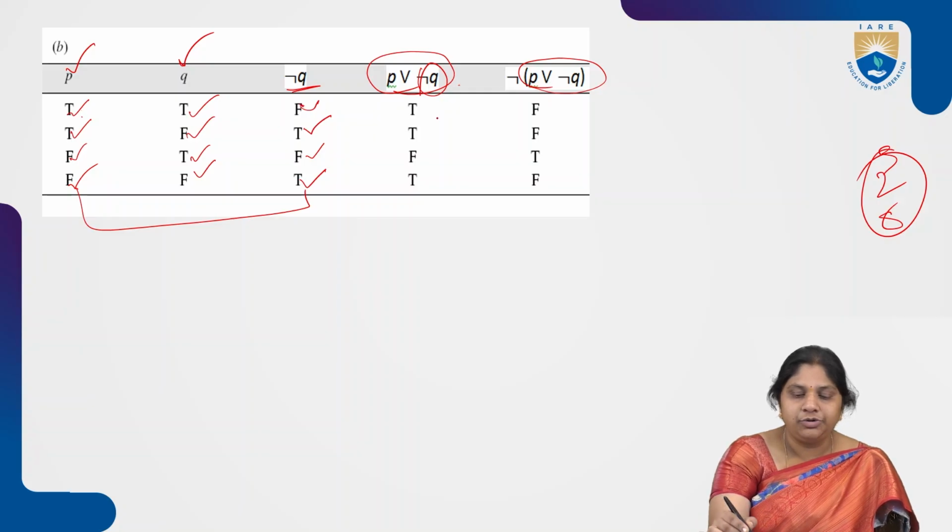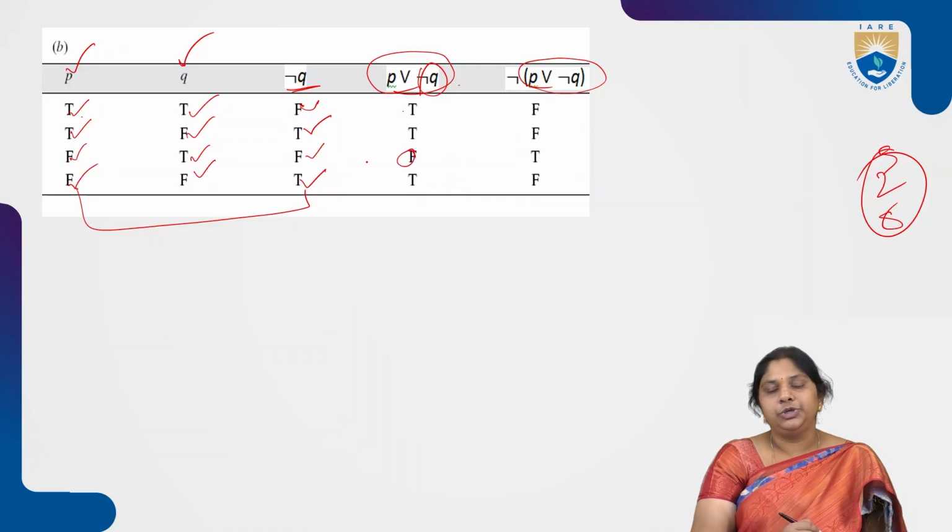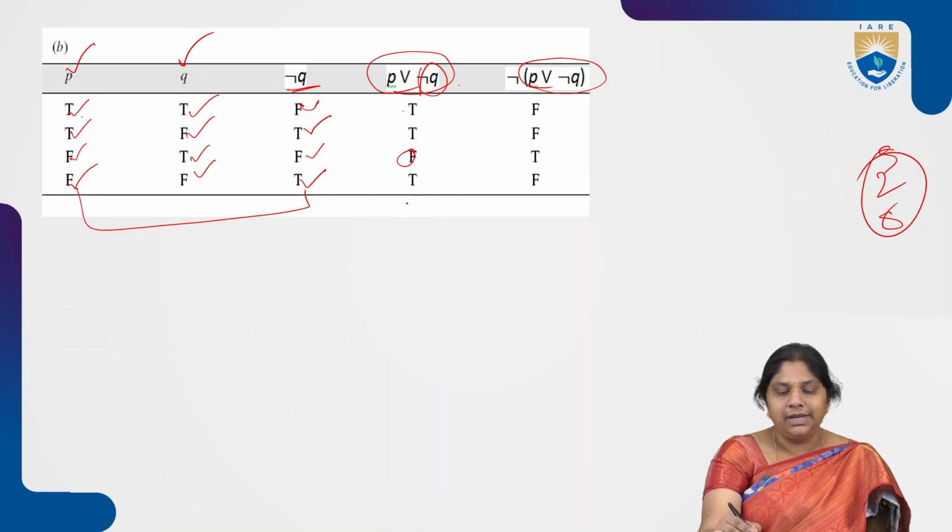P true, negation Q true, true. Yes, it is true. P true, negation Q true, true. P false, negation false. If both are false, P or negation Q will give the false value. And if any one is true, it is true.